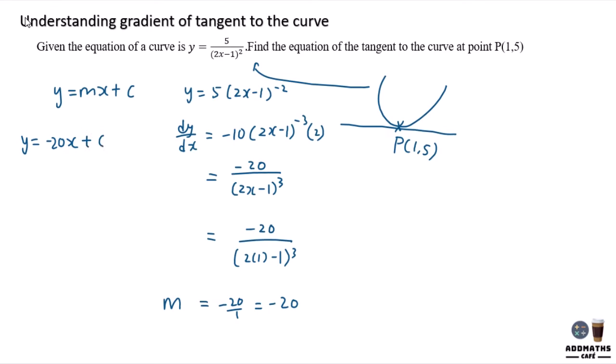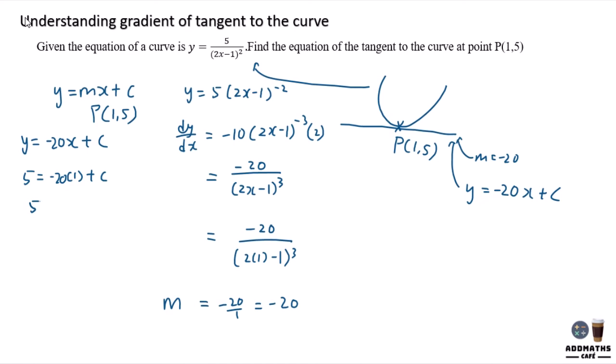So you have y equals negative 20x plus c. Now I need to find c, but I have the coordinate (1, 5). I know that this gradient is m equals negative 20, and I also know that this equation is almost done, which is y equals negative 20x plus c. To find this c, substitute the coordinate of the point, which is (1, 5). At the end, I will have the c answer, which is equal to 25. So y equals negative 20x plus 25. So this is the final answer.